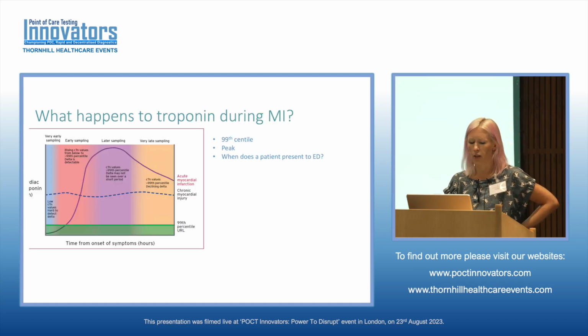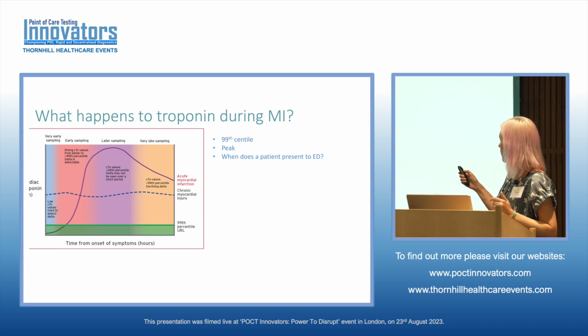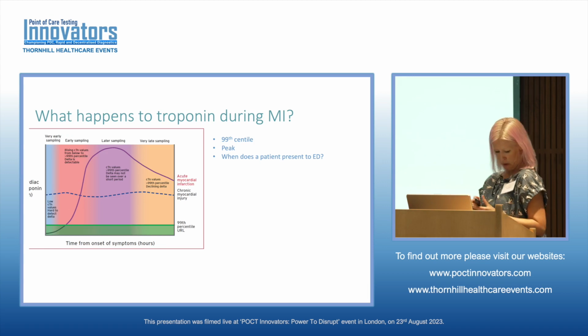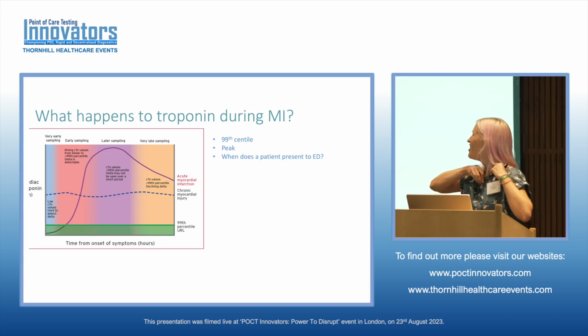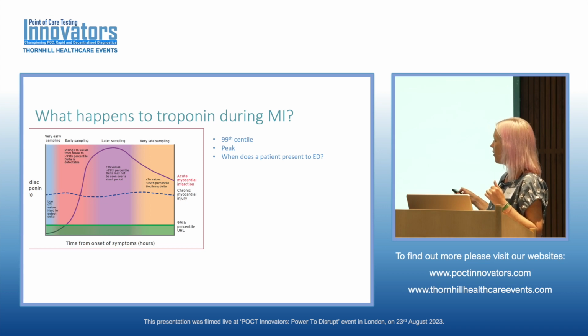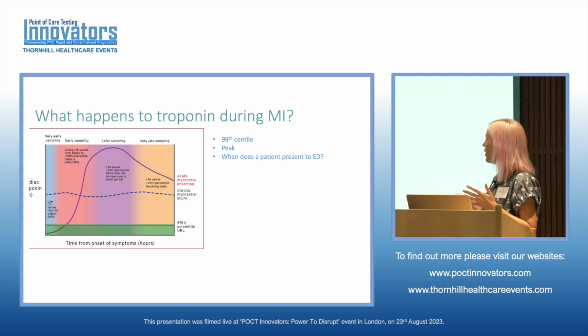So what does happen to troponin during an MI? This here is your troponin during an MI. Sorry, that's not working very well, is it? And this here is your 99th percentile, so 99% of normals, with very low troponin levels. And this is your normal person here, who's then going to have an MI and the troponin goes up over a certain amount of time.